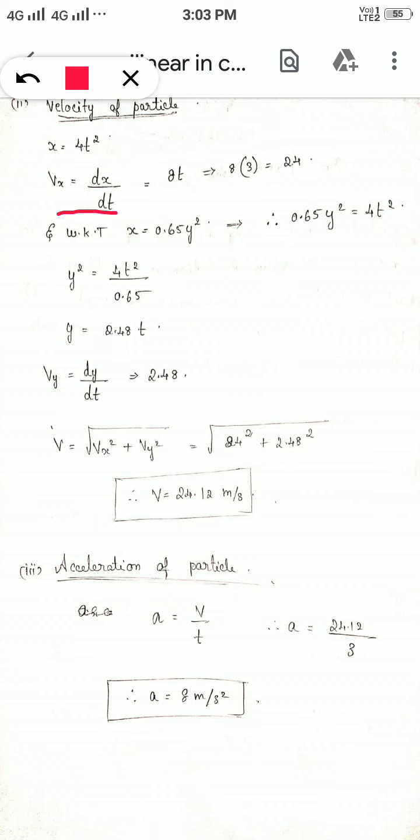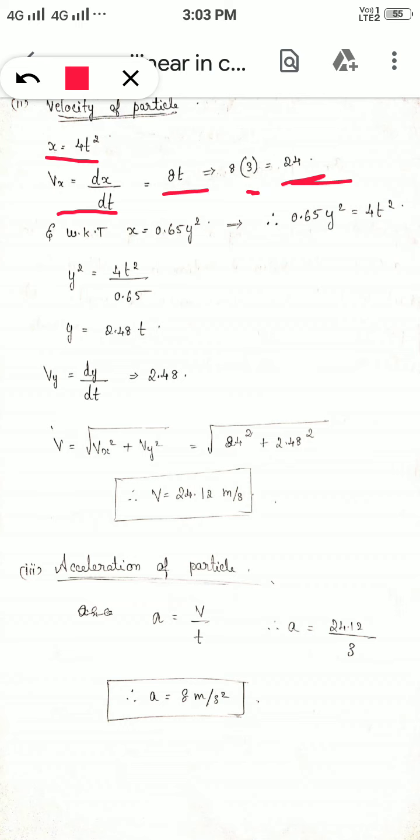When you differentiate this, x is equal to 4t square, the answer will be 4 into 2, that is 8t. In terms of t, you can substitute the answer. t is equal to 3 seconds. So Vx is equal to 24.